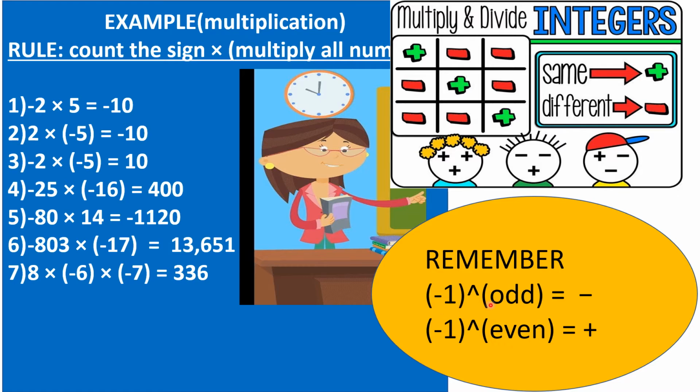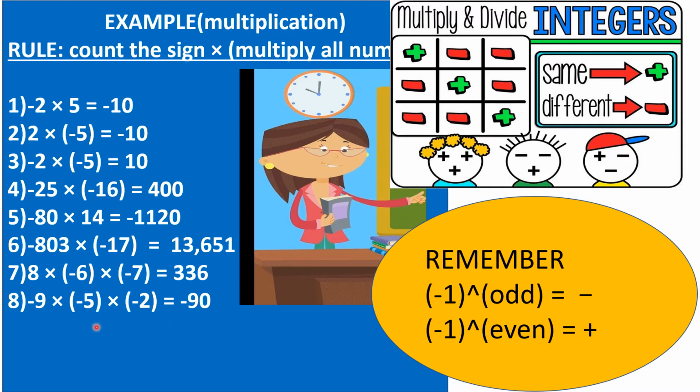Minus 1 raised to the power of an odd number will have a minus sign, and minus 1 raised to the power of an even number will have a plus sign. This I'll explain with the help of an example. Suppose we are going to take minus 9 into minus 5 into minus 2. First you multiply the numbers. 9 into 5 is 45. 45 into 2 is 90.